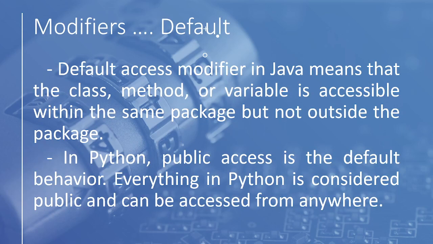Okay, so modifier default actually is an interesting modifier in Java. When we don't give anything, it is default, and it means that the class, method, or the variable is accessible within the same package but not outside the package. You cannot access it outside the package. You'll see the example also in Python. Public access is the default behavior, so we don't have any default here, it is always public.